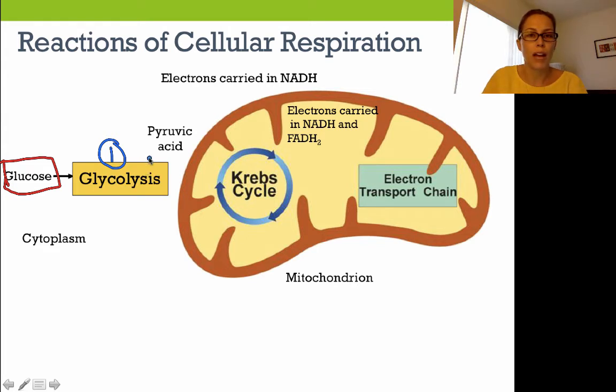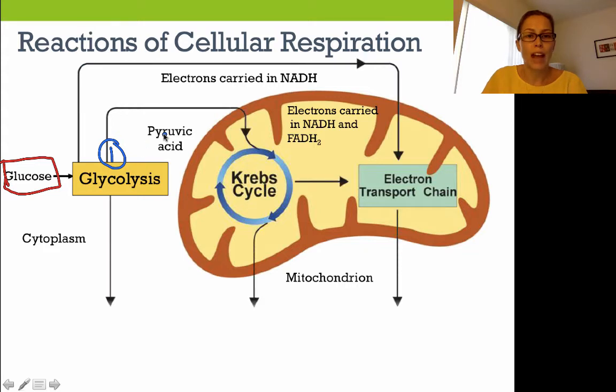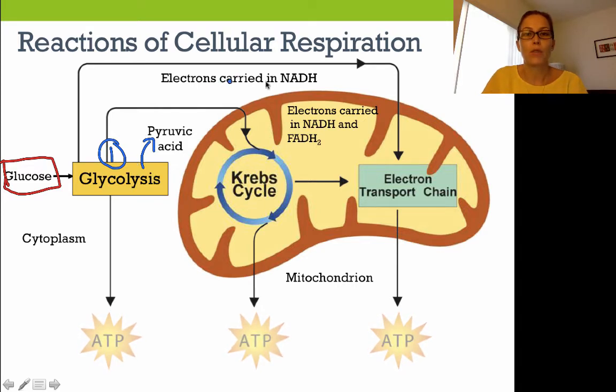We're going to get pyruvic acid. So from glycolysis, we're going to get pyruvic acid, and we're going to get some electron carriers in the form of NADH. Pyruvic acid is then going to head inside to the mitochondria, and we're going to head straight for the Krebs cycle.